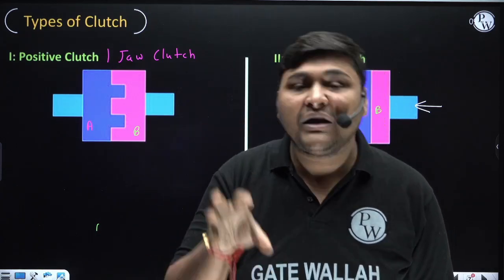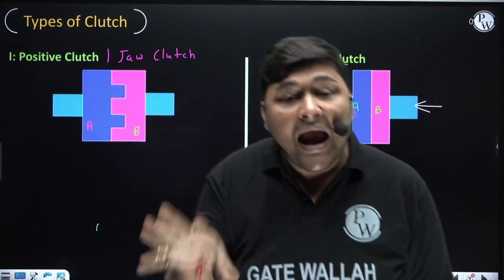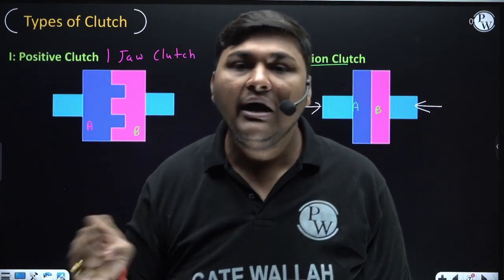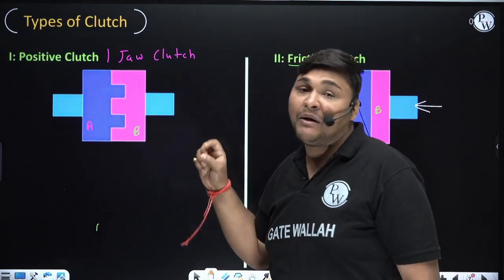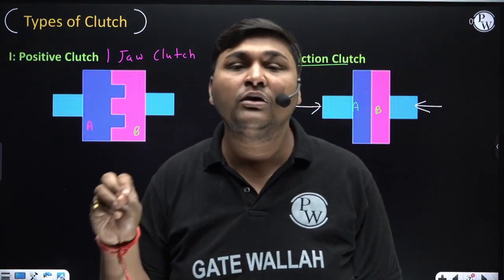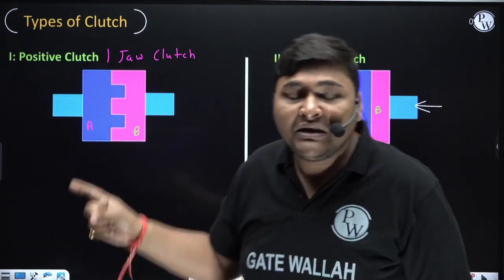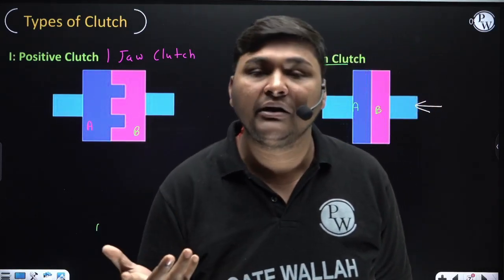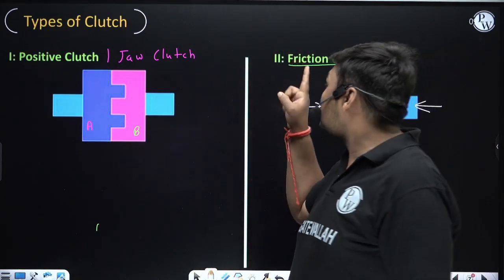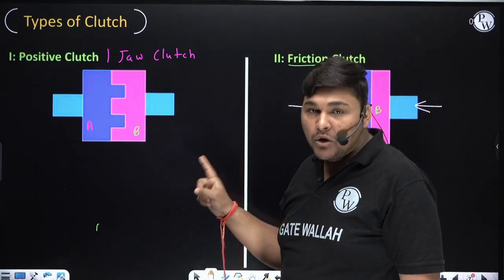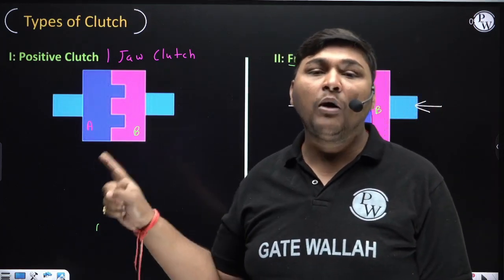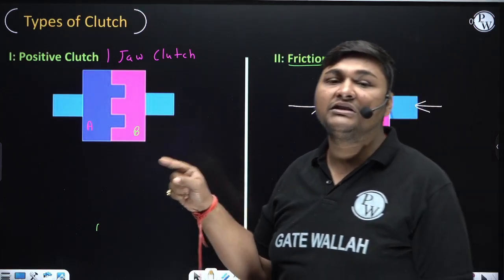At low speed we can engage or disengage the clutch, and at high speed also we want to be able to engage or disengage the clutch. But positive clutches are capable of engagement or disengagement at low speed, but not at high speed. It means in an automobile we will use a friction clutch, because one of the other purposes of a clutch is engagement or disengagement, and a positive clutch we cannot engage or disengage at high speed.